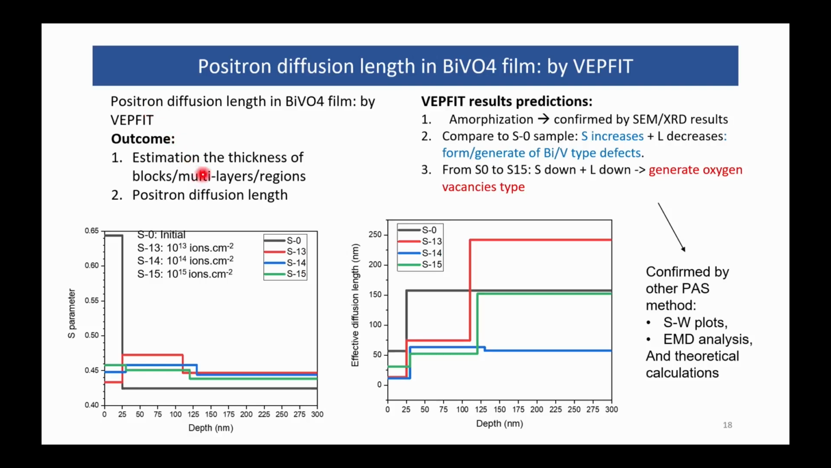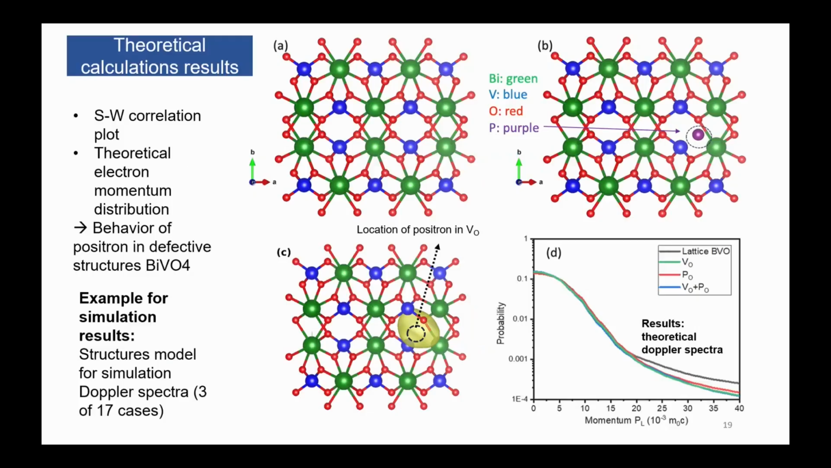with the outcome here, we can estimate the thickness of multilayer or block or region inside the thin film. And we can see the positron diffusion length. So there's some prediction from the very first web fit result. And then it was confirmed by other positron methods. I will skip it very fast because it's quite detailed.